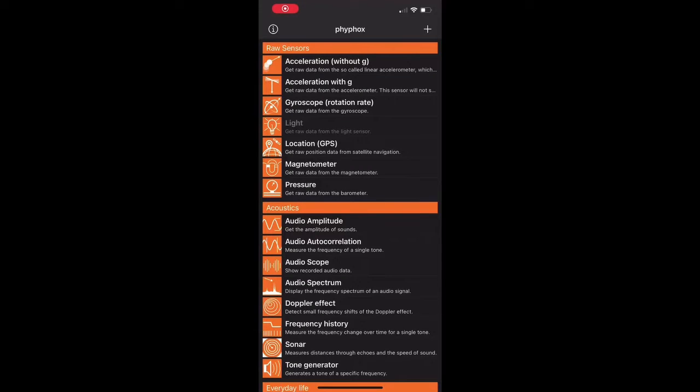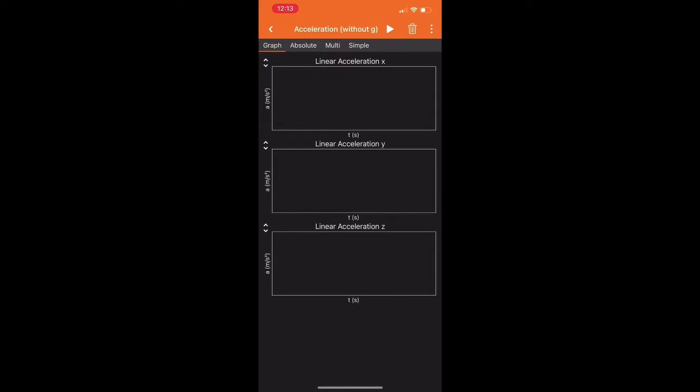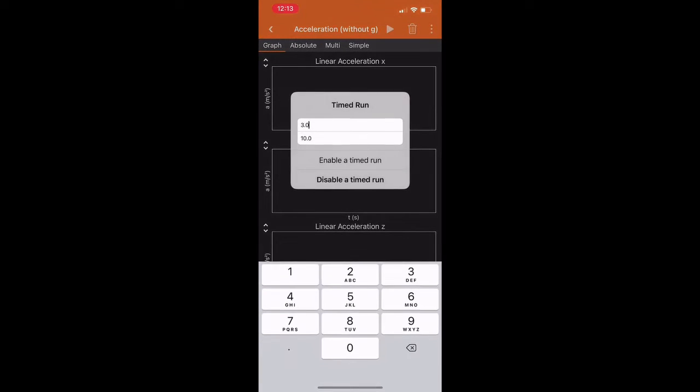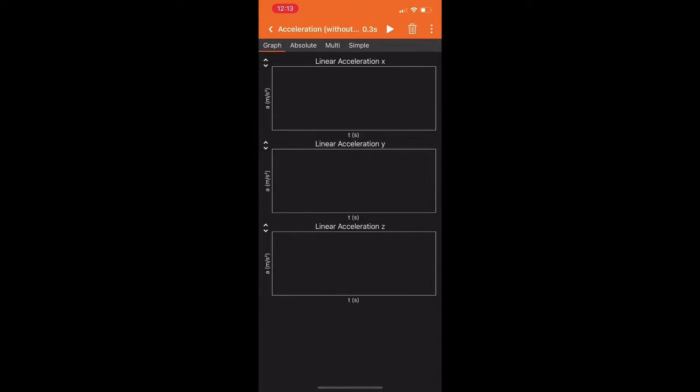We will use Phyphox, acceleration without g sensor, to set the timed run function to run from 0.3 seconds to 0.6 seconds. How the experiment will be performed is we press the start button to start the sensor, and immediately drop the phone from rest such that the phone is in freefall for the entire duration of the timed run, which is 0.3 seconds to 0.6 seconds.